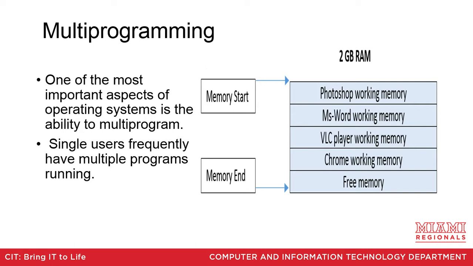Multiprogramming increases CPU utilization by organizing jobs so that the CPU always has one to execute. To utilize the speed of the CPU, the operating system keeps several jobs in memory simultaneously, as shown in this image.